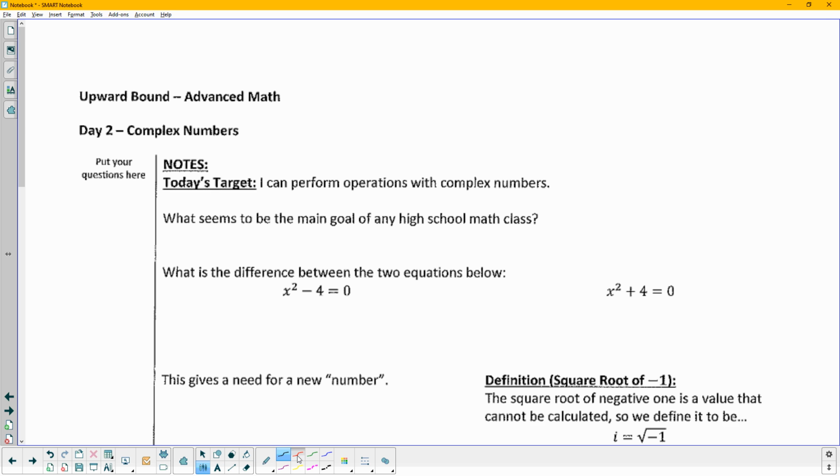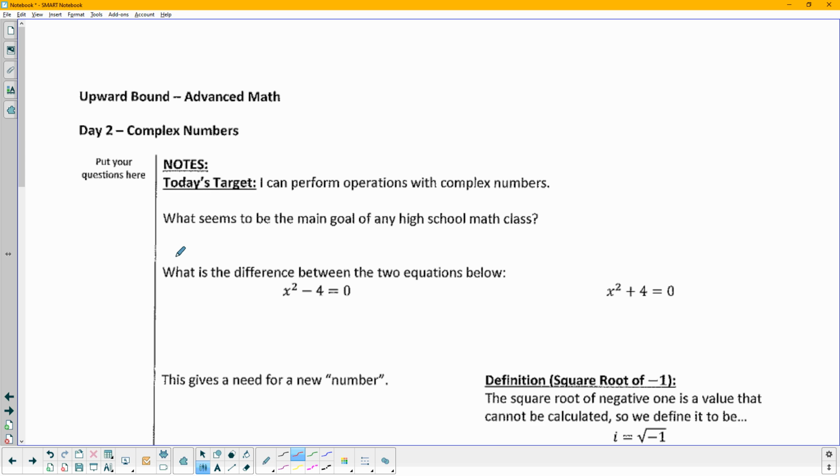Today we're talking about complex numbers, and specifically we're looking at the operations of complex numbers and some of the more basic ones, but just so we get an idea of where complex numbers come from, where they happen, that kind of idea.